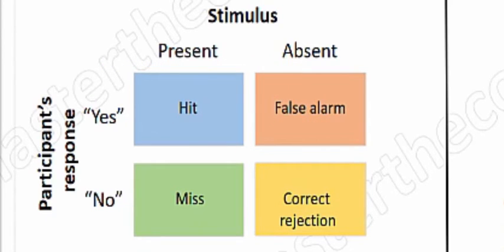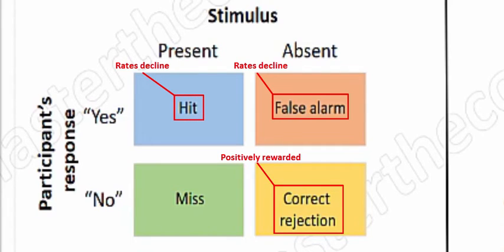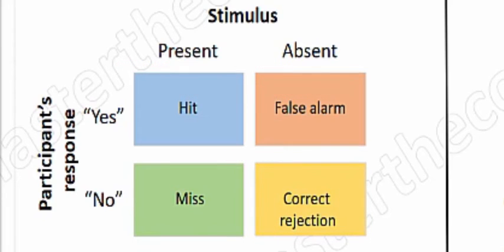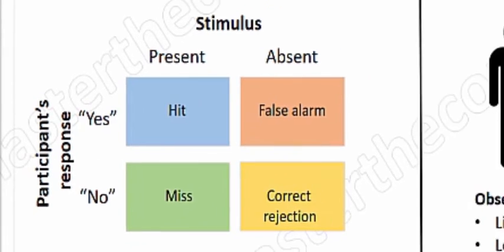Now, what do you think would happen if a correct rejection response is rewarded more positively? If a correct rejection response is rewarded more positively than the other three responses, then hit and false alarm rates would both decline. In short, signal detection theory looks to understand why individuals with very similar sensitivity respond differently to the same stimuli, and why an individual's reactions differ as the circumstances change.